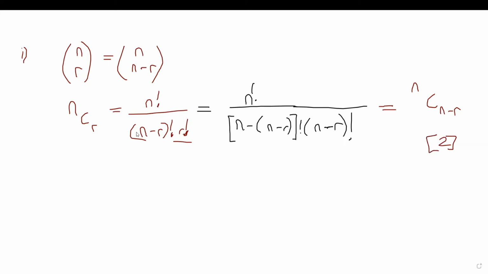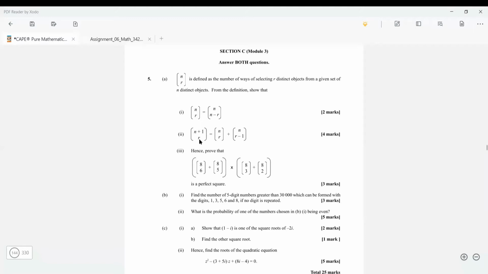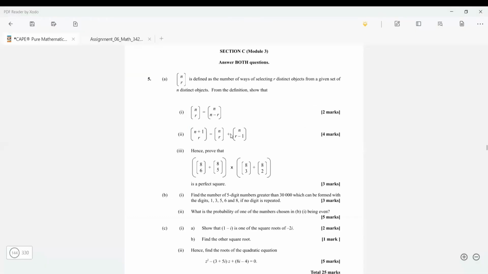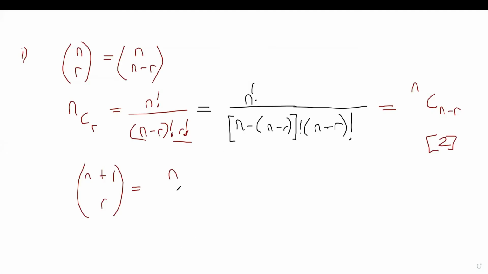The next part says we're supposed to prove that n plus 1 choose r is this right here. So we need to now prove n plus 1 choose r. We need to show that this is equal to, what was that again? n choose r plus n choose r minus 1.